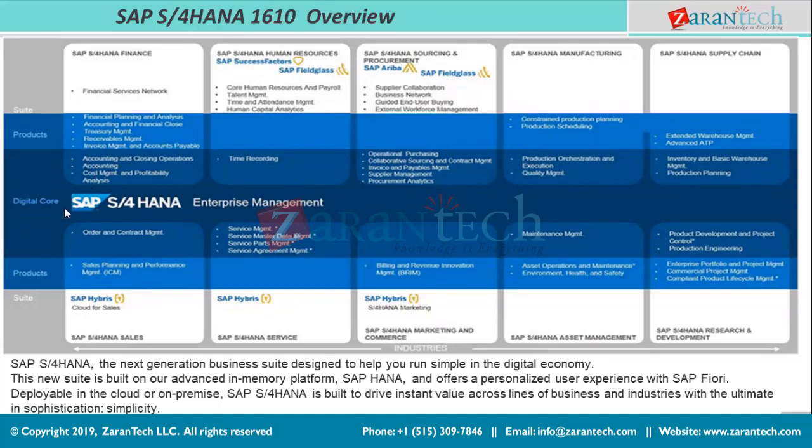You can see here, the digital core process, we call it enterprise management. Now I'll take you through one example with SAP S/4HANA. When we talk about Hybris, it is what we call cloud for sales. Actually, we have Hybris for S/4HANA, and cloud for marketing also, S/4HANA for marketing. In the same way, we have Ariba, and we have Fieldglass. Fieldglass is related to your SAP human resource, and we have SuccessFactors.